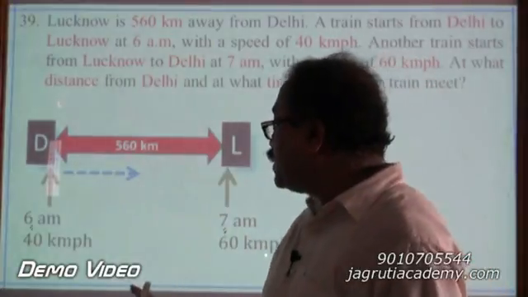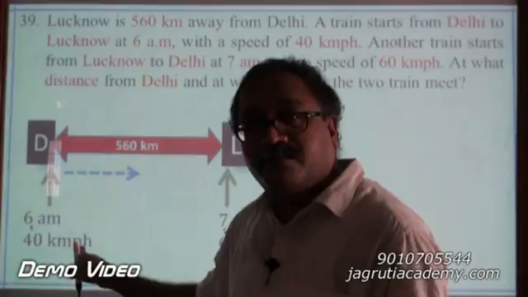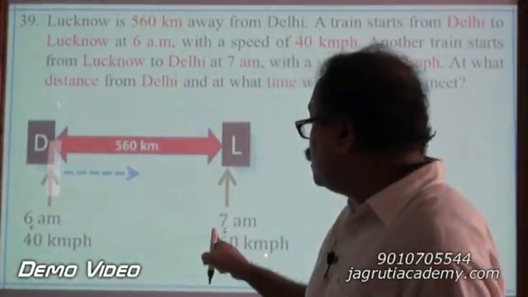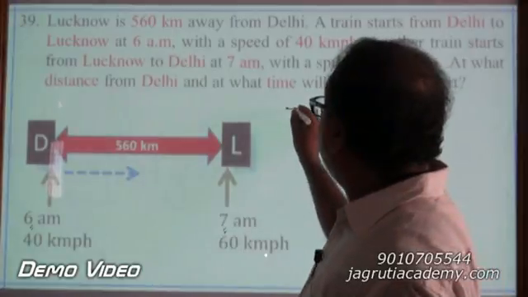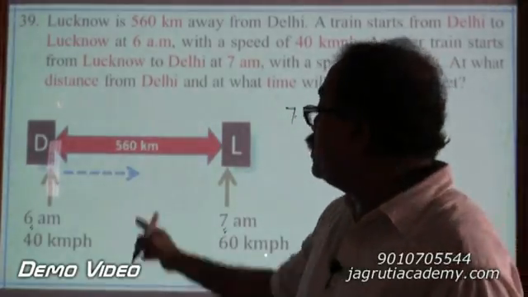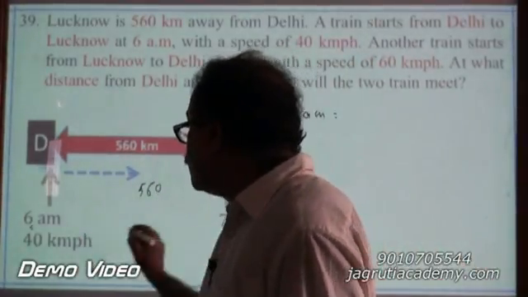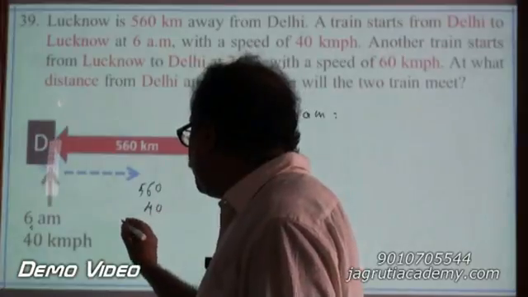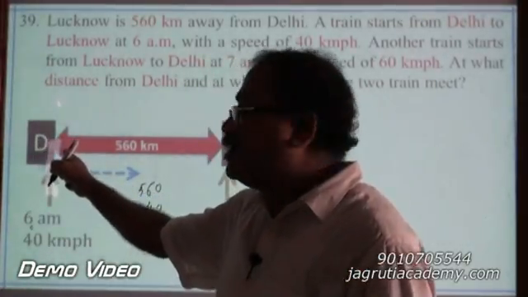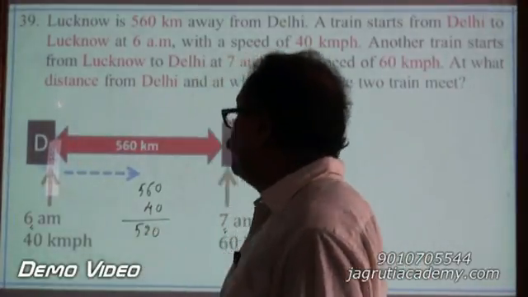How much distance will it cover in 1 hour? 40 km is the speed per hour, so obviously it will cover 40 km by 7 a.m. At 7 a.m., what is the distance left to be covered? 560 is the total distance, of which 40 km is covered from 6 to 7 by the train which left from Delhi. So the remaining distance is 520.